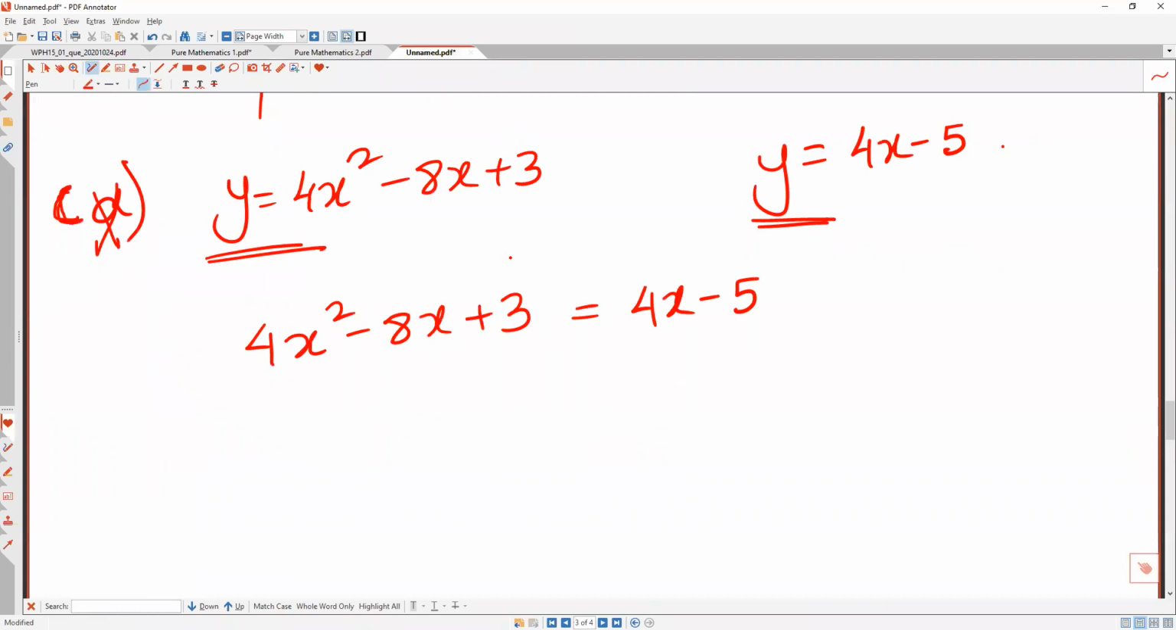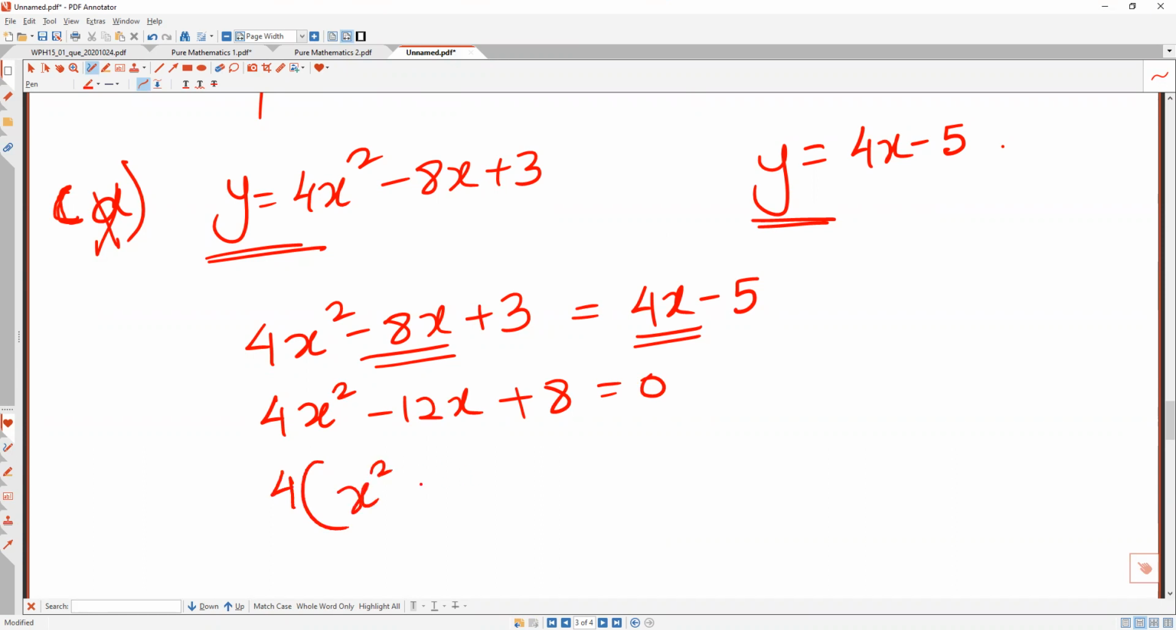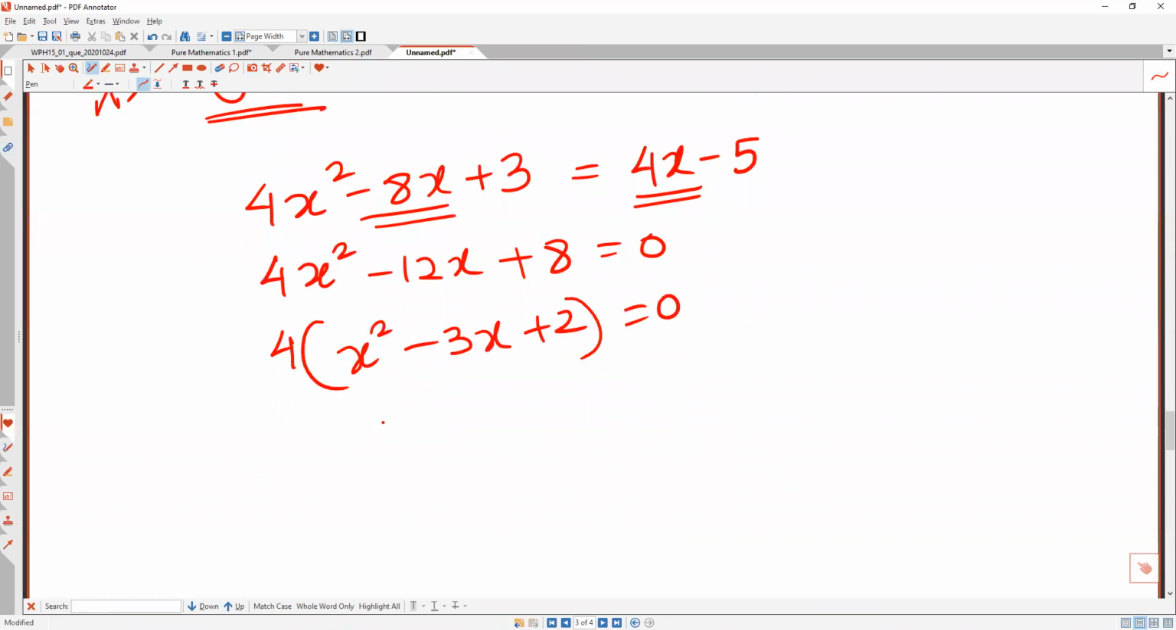So let me do this with you. Okay, bring everything together. 4x square minus 8x minus 4x will be minus 12x. And 3 plus 5 will be 8, equals to 0. Clear? Can you take 4 common here and write x square minus 3x plus 2? Clear? If it is clear, then I will simplify it further.